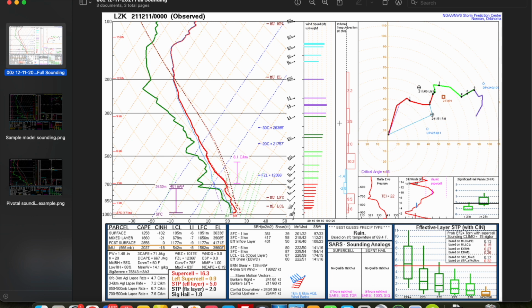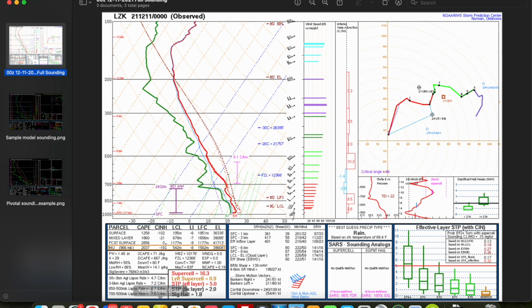In our last few videos, we've begun to discuss every single parameter, every single box of these SPC and model soundings. We have gone through the Skew-T here on the top left, the Hodograph here on the top right, and in our last video, we started to discuss every single parameter here on this bottom half of the sounding.